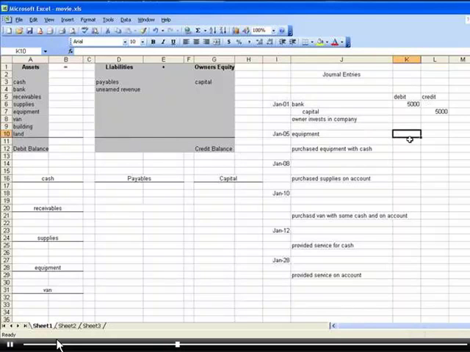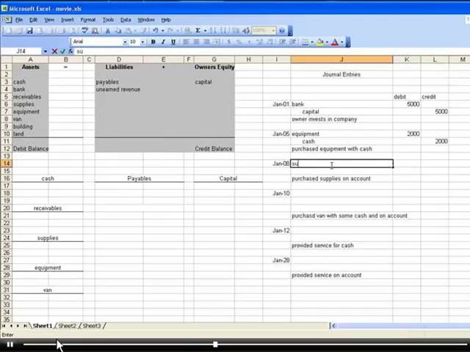Pardon the spelling errors, I'm not going to start over for the sake of keeping this simple. So now equipment is up $2,000. Now, if we purchase with cash, then I know that cash has to come down $2,000. So cash needs to be credited $2,000. If it's an asset, which it is, in order for it to go down, it has to go on the right-hand side, which is credit. We're not going to use negative anymore. We're going to use credit or debit.